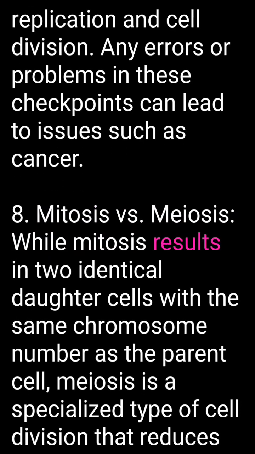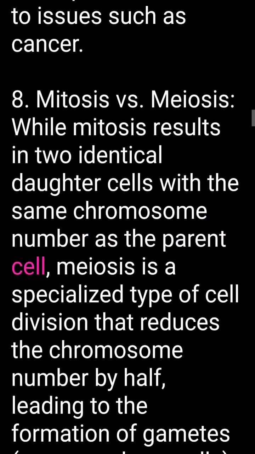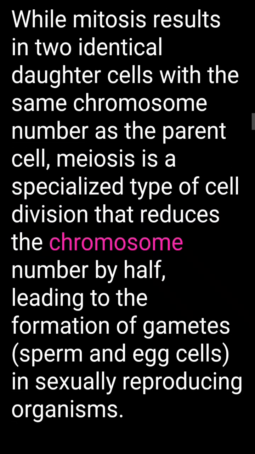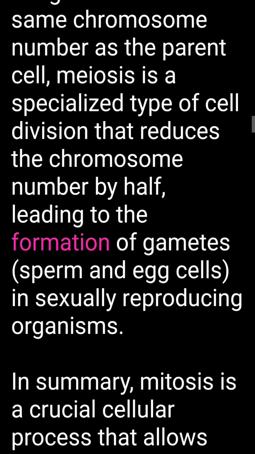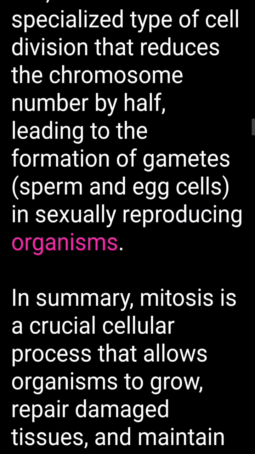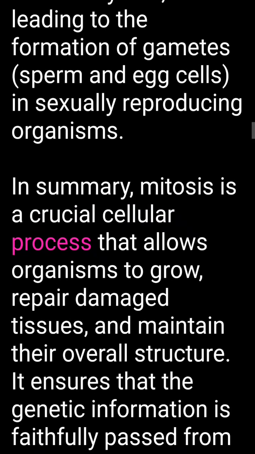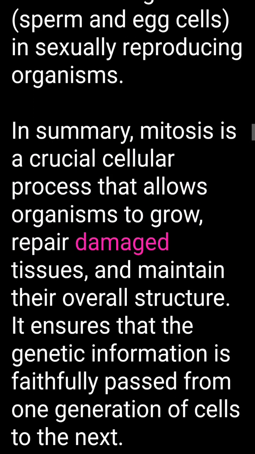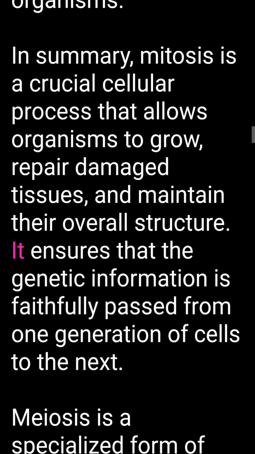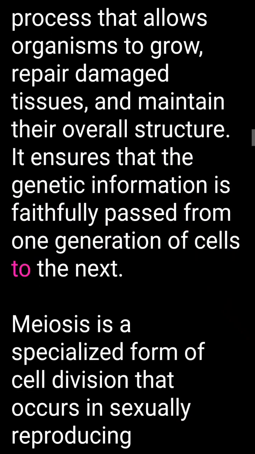meiosis. While mitosis results in two identical daughter cells with the same chromosome number as the parent cell, meiosis is a specialized type of cell division that reduces the chromosome number by half, leading to the formation of gametes, sperm and egg cells, in sexually reproducing organisms. In summary, mitosis is a crucial cellular process that allows organisms to grow, repair damaged tissues, and maintain their overall structure. It ensures that the genetic information is faithfully passed from one generation of cells to the next.